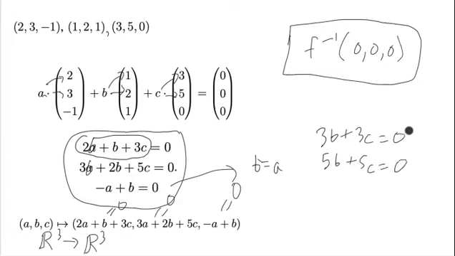Notice that these equations are the same equation. There's no difference between them. I mean, this one right here is just 5/3 times the top one. So really, we just have this equation, which simplified, dividing it by 3, just looks like B plus C is equal to 0, which tells me that B itself is equal to negative C.